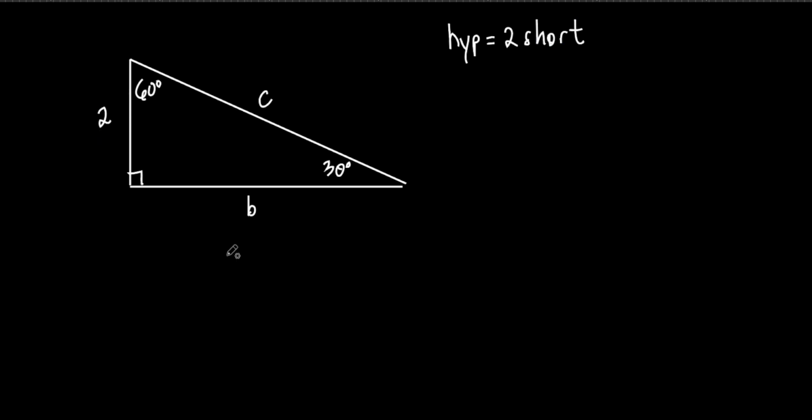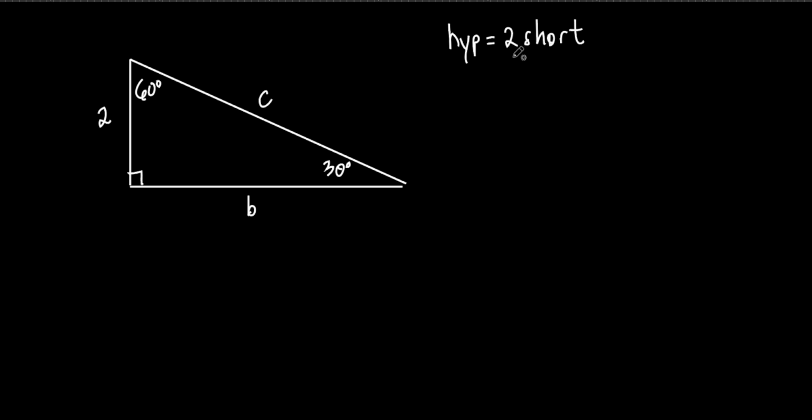How do I know that's the short side? Just because it looks like it according to the picture? It's across from the smallest angle. Exactly right. It's opposite the smallest angle. You guys are watching, that's good. So this is the short side. It's just equal to 2, like 2 centimeters, 2 inches, 2 whatever. So that's the short side.